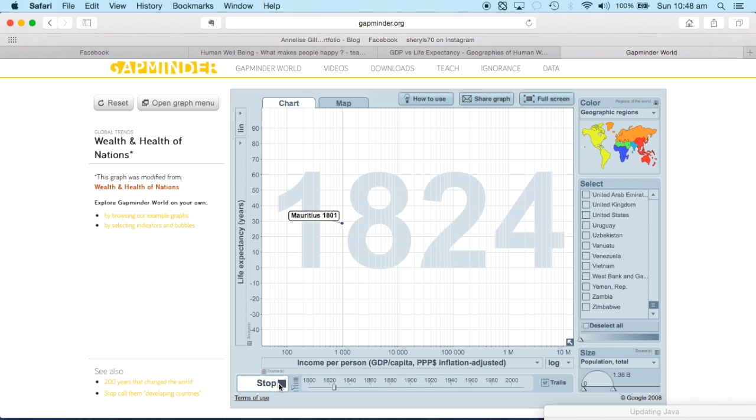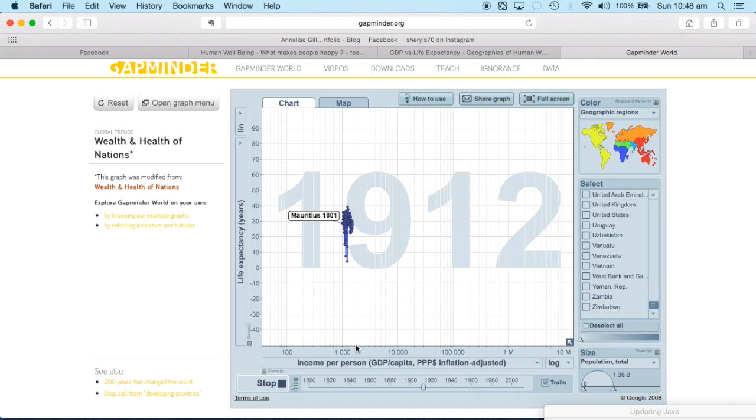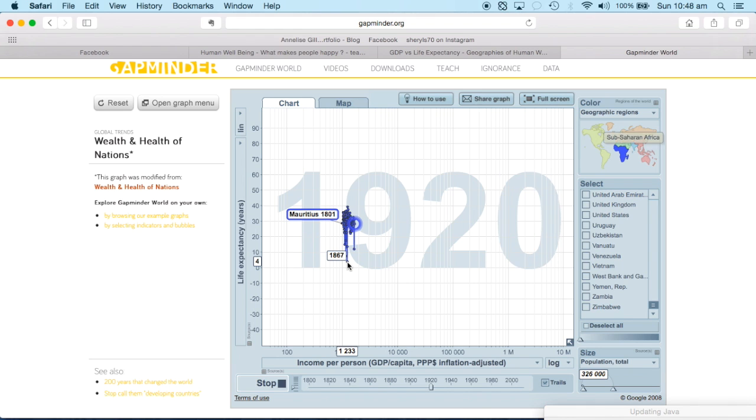So nothing's happening in the early 1800s, and we can assume that's because there are no records. So the records start taking place in the 1830s. We have a drop down in the 1840s, another drop down in the 1850s, another drop down in the 1860s. So Mauritius seems to have this sort of really up and down life expectancy. The income, so the one along here, is staying the same, but our life expectancy is going from 4 up until 40.